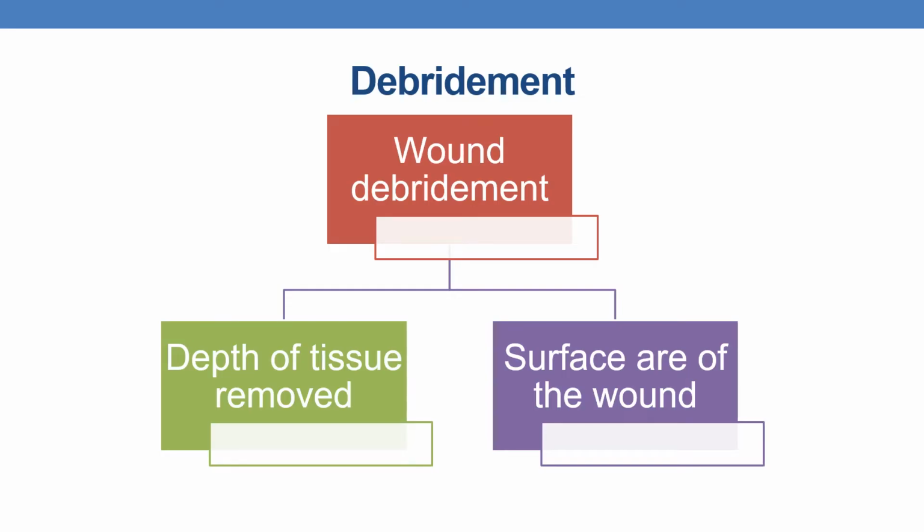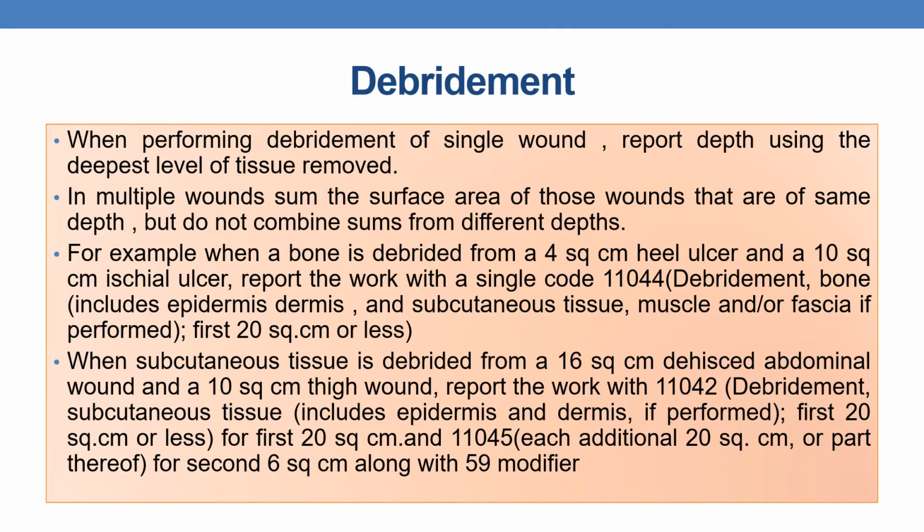Now coming to wound debridements. The wound debridement services are reported based on two things. First one is depth of the tissue removed and the second is surface area of the wound. When performing debridement of a single wound, report the depth using the deepest level of the tissue removed.